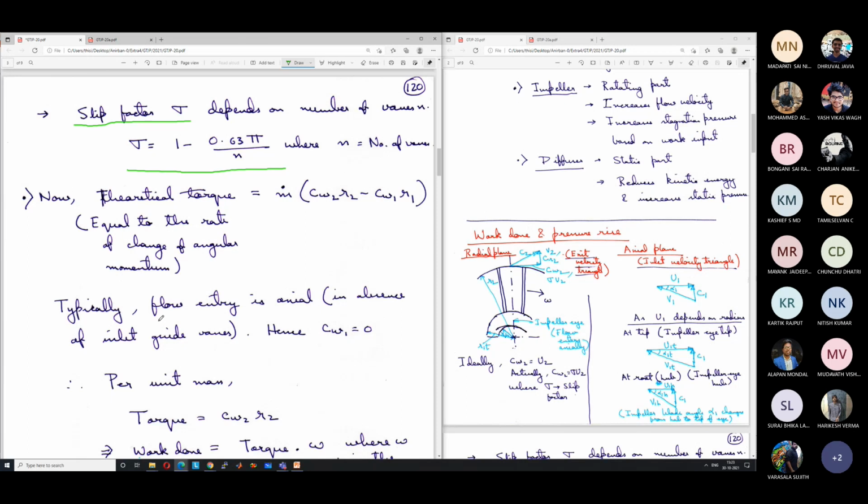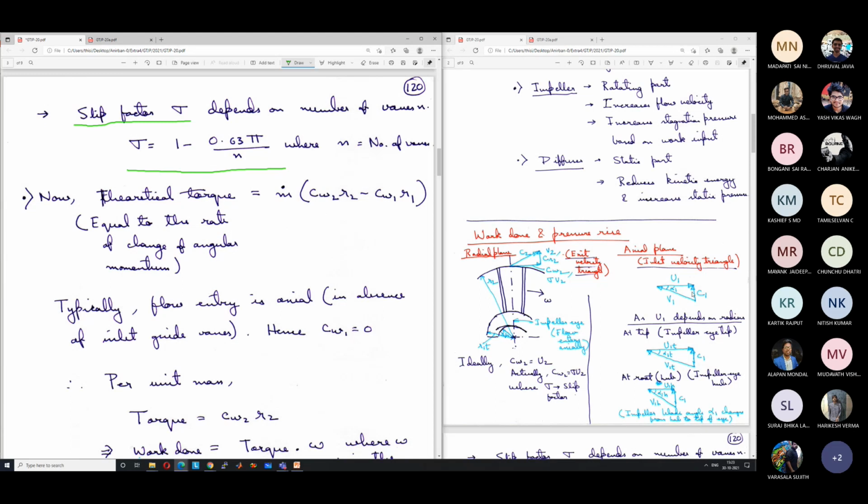So typically flow entry is axial, as you can see here. So what will be Cw1 in this case? Cw1 will be 0, right? What is Cw1? Cw1 is the component of the actual velocity at the inlet along the direction of the blade movement, along u1. You can see that the component of C1, which we will call Cw1, along u1 is 0. So Cw1 is 0.